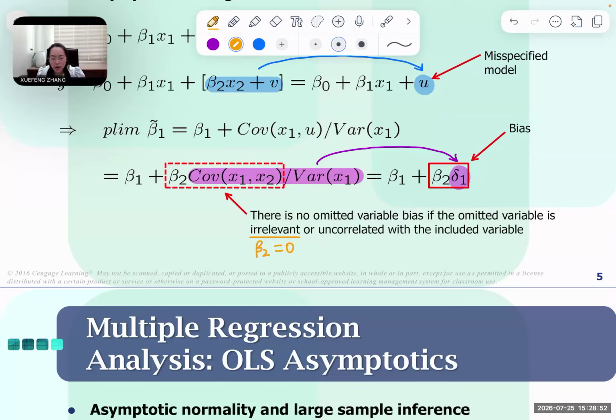Okay, so the omitted variable truly doesn't matter, which means beta 2 equals 0, or covariance of x1, x2 equals 0, which means x1 and x2 are uncorrelated.